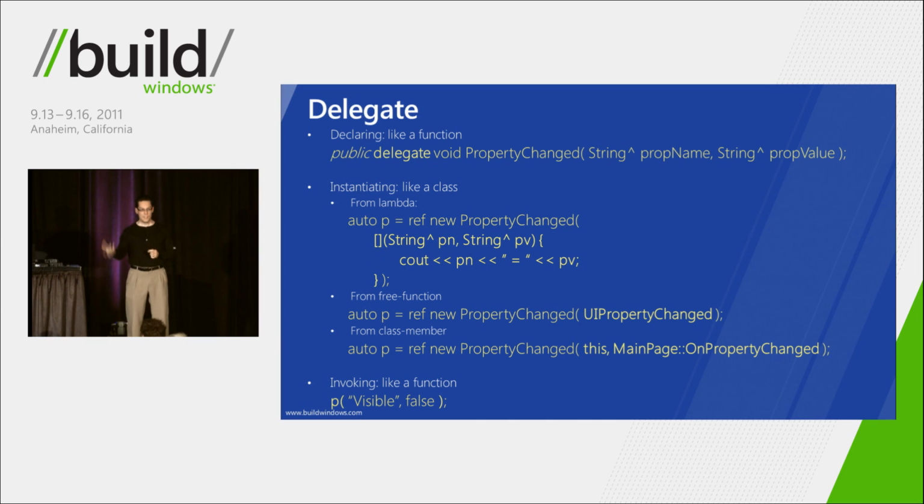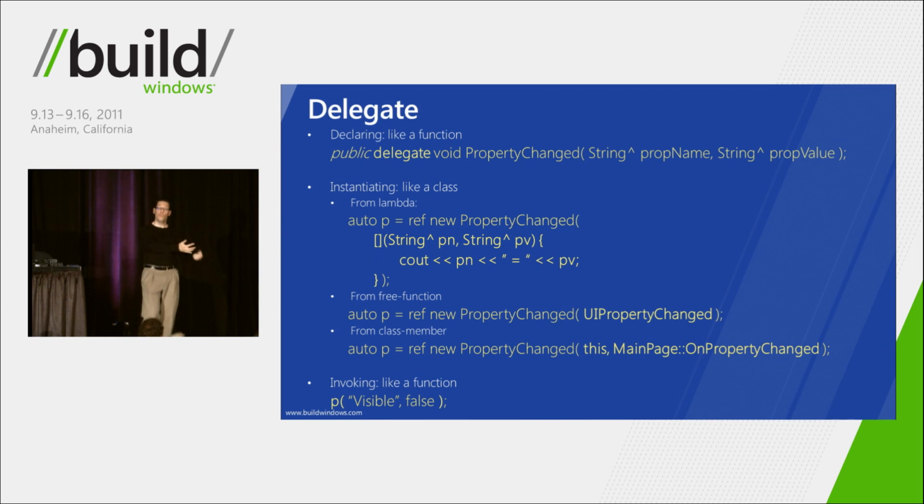That is a native C++ lambda. That is not a WinRT thing. That is a native C++ lambda being used to initialize a WinRT delegate type. And all I said was ref new delegate type, and then wrote the lambda the way I would in standard portable C++ code. Of course, I can also use free functions, like create a ref new PropertyChanged from some free function, UIPropertyChanged, or from a member function, where I pass the this pointer, or from bind expressions, or from anything you want. Anything invocable, I can connect up to a WinRT delegate.